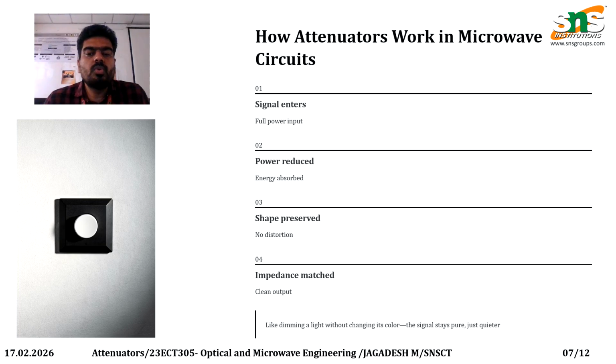So how do attenuators work in microwave circuits? First the signal enters at full power input, the power is reduced, and the energy is absorbed. Then the shape is preserved with no distortion. Then the impedance is matched, which gives a clean output, like dimming the light without changing its color. The signal stays pure from the input section onward, so it will stay in the line.